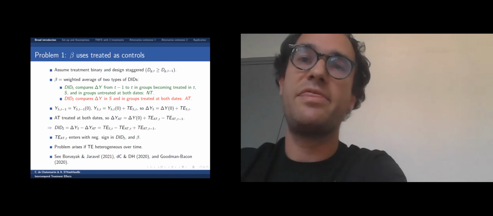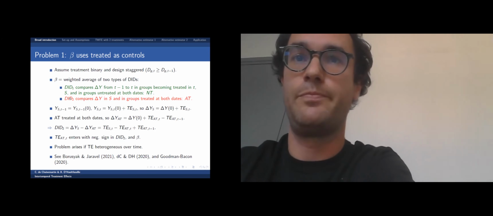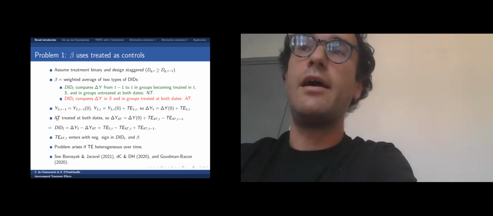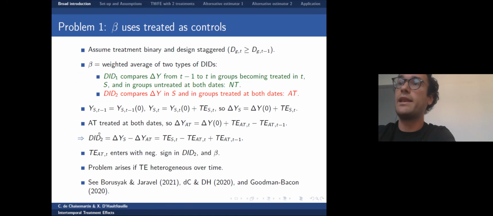Now let's do the same math for the always treated that also enter into DID2. Those always treated are treated at T-1. So for them, even at T-1, their outcome is actually their untreated outcome plus their treatment effect. And accordingly, when you first difference their outcome, you get the first difference of their untreated potential outcome, but also the change of their treatment effect from T-1 to t.